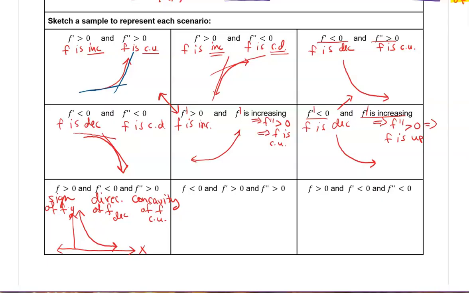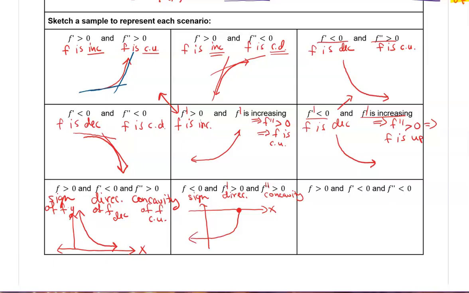This one is saying that the sign of f is negative. So the graph for this will be entirely below the x-axis. The sign of my first derivative is positive, so that's going to tell me the direction of f, which will be going up. And then the sign of my second derivative is also positive, which tells me the concavity of f, which will also be up. So this function has all negative y values, consistently going up, and also concaving up. So something like this.